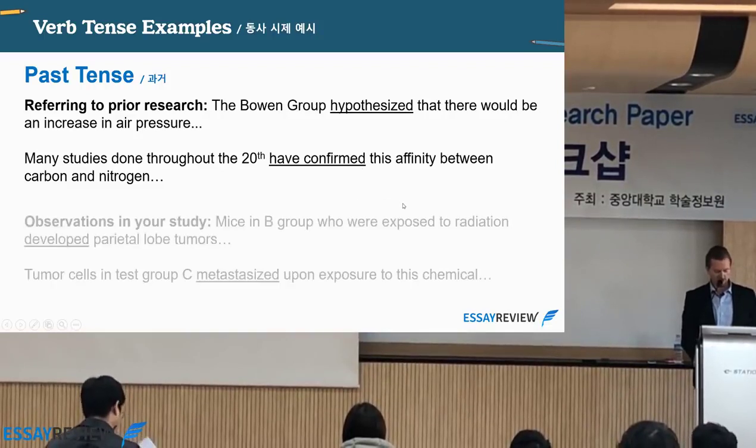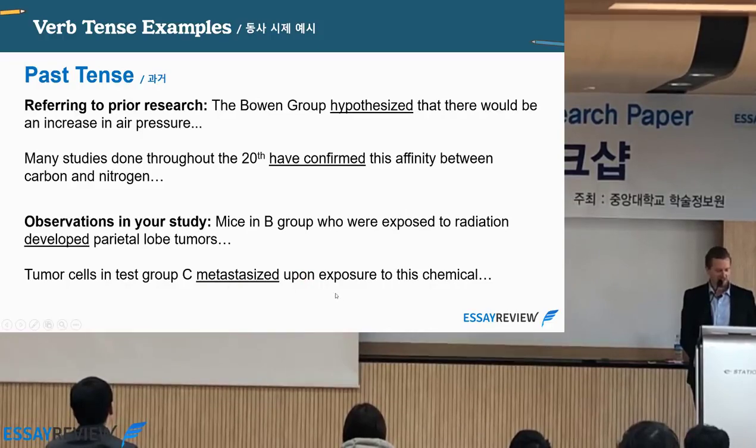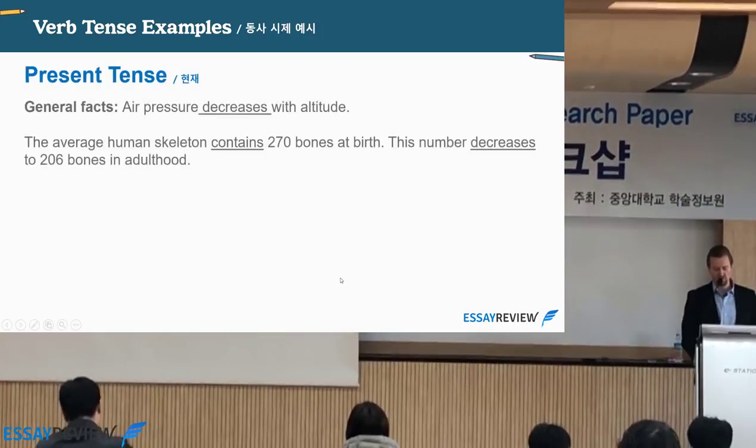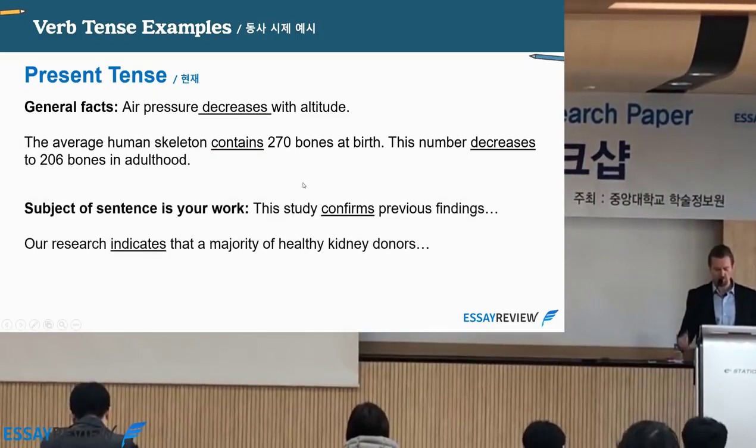Observations: "Tumor cells metastasized upon exposure to this chemical." I think we need to edit this, which is ironic. Okay. Present tense. "Air pressure decreases with altitude." "The average human skeleton contains 206 bones." And last, if the subject of the sentence is your work: "This study confirms previous findings."